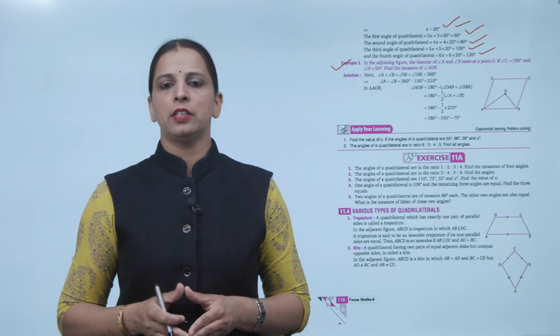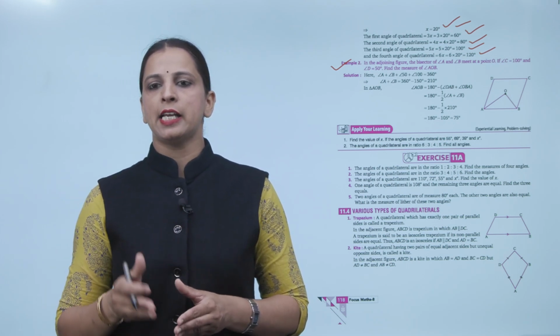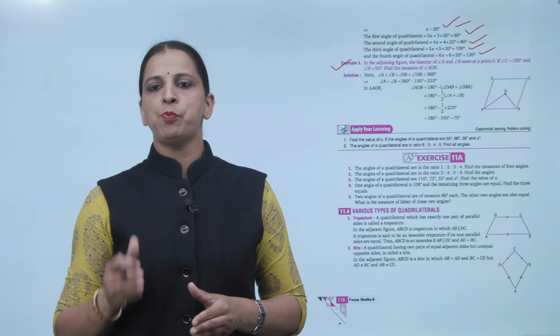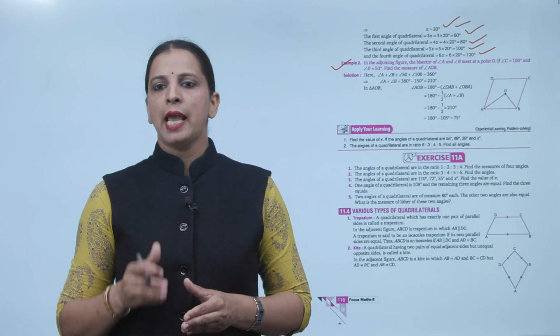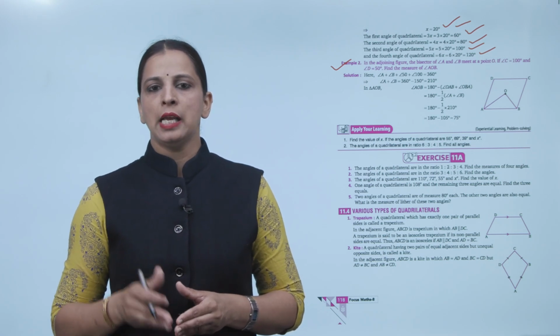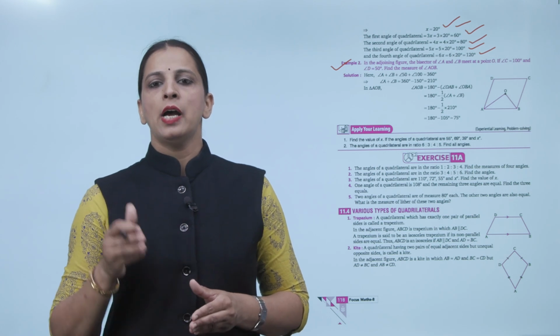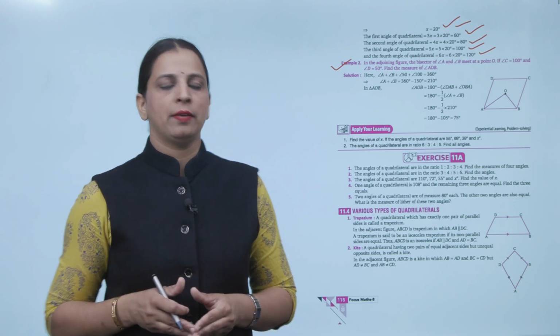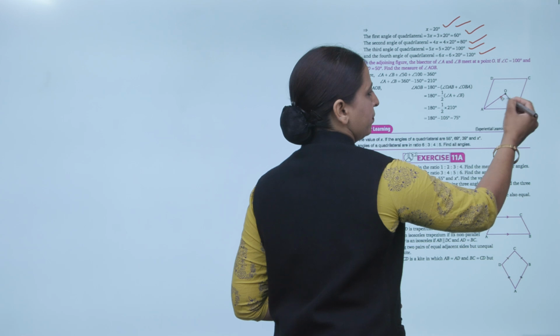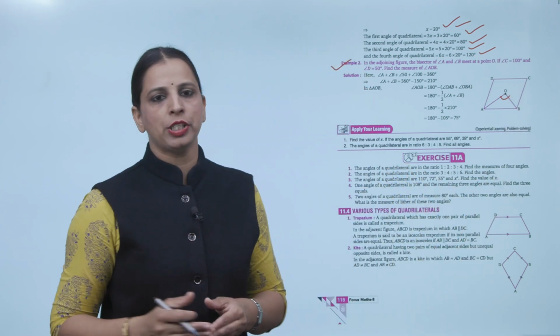In the adjoining figure, the bisector of angle A and angle B meet at a point O. If angle C is equals to 100 degree and angle D is equals to 50 degree. Find the measure of angle AOB. AOB means इस एंगल को हमें फाइंड आउट करना है. सॉल्यूशन करते हैं.